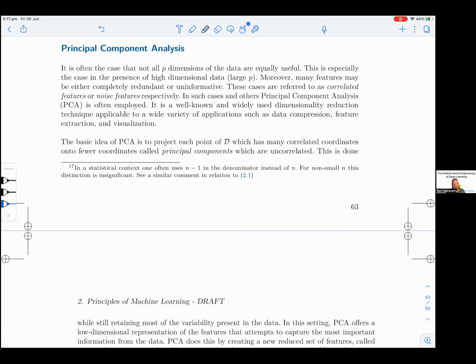The basic idea of PCA is to project each point of D, which has many correlated coordinates, onto fewer coordinates called principal components, which are uncorrelated. This is done while still retaining most of the variability present in the data.